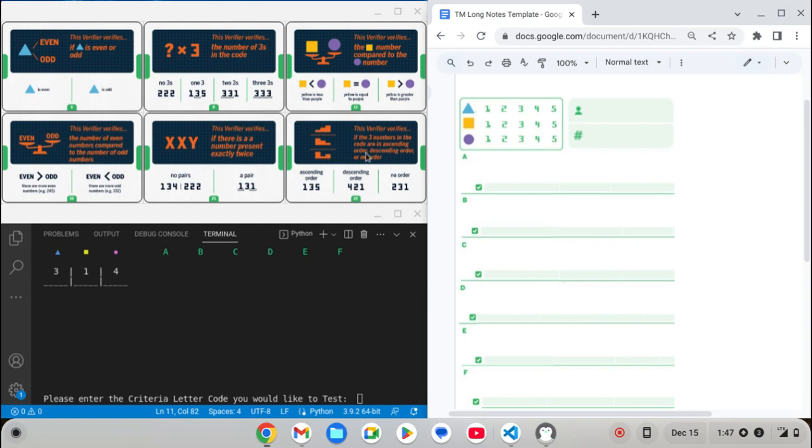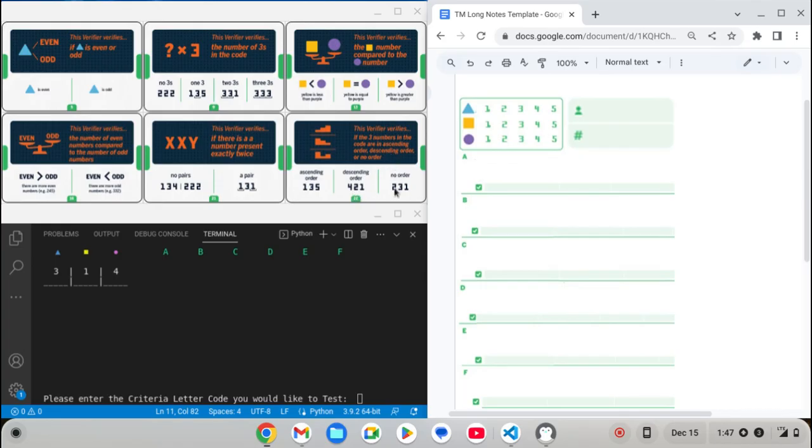And finally, criteria card F, again, takes a look at the 3-digit solution from triangle to square to circle, and will let us know a little bit about the ordering of the digits. Should the digits appear in an ascending order, meaning that they are increasing, as in the example 135, or should they appear in a descending order, basically decreasing, as in the example 421, or could they have no order?